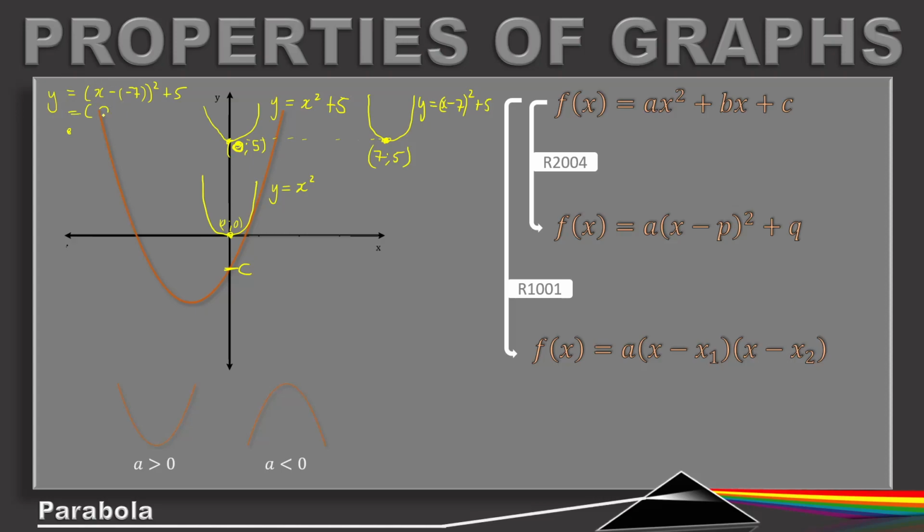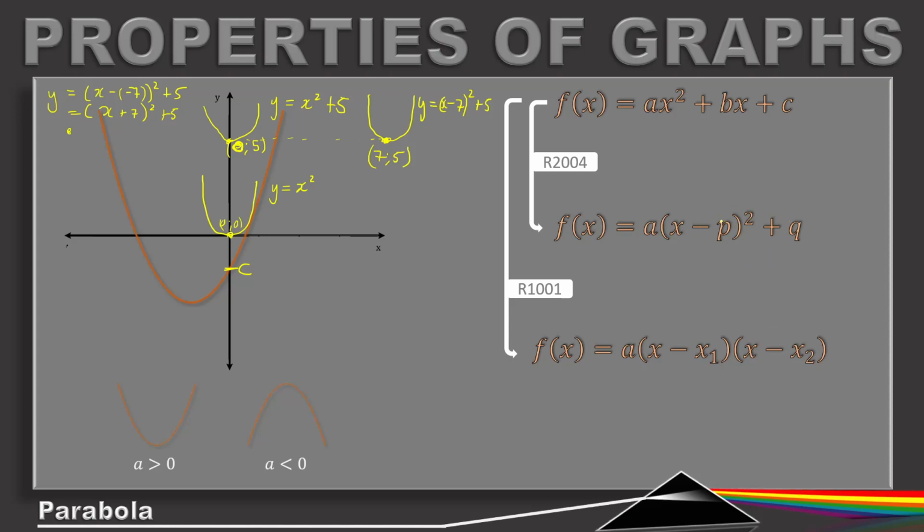So this function would look like it has a positive inside, but it's actually that your p-value is a negative, but it became a positive because two negatives become a positive. So that's something you have to keep in mind. When you move it up or down, the q value is just the value. It goes up, it's positive. It goes down, it's negative.